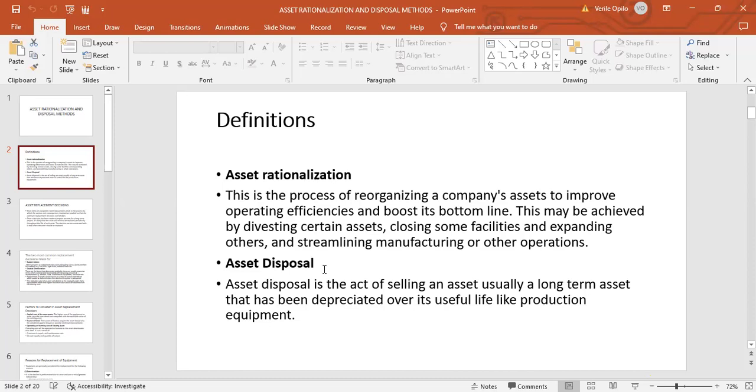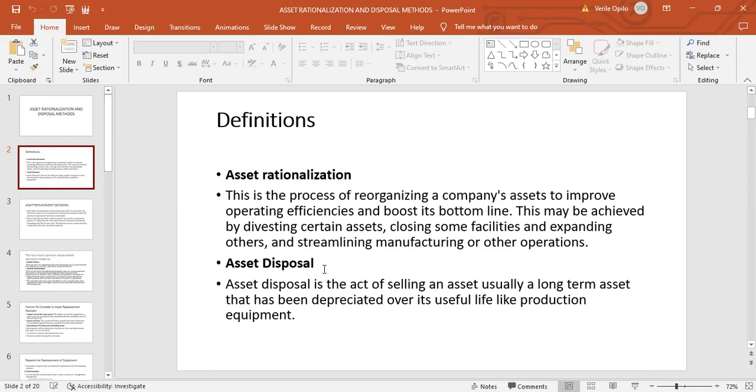And if they're not performing the way they're expected to perform, then you try to reorganize. You can dispose of some assets. You can close off some facilities in the business if they're not performing to the epitome. You can replace some assets with others. So that process of reorganizing the assets in a company in the way they're used, with the intention of improving operational efficiency, is what we classify as asset rationalization.